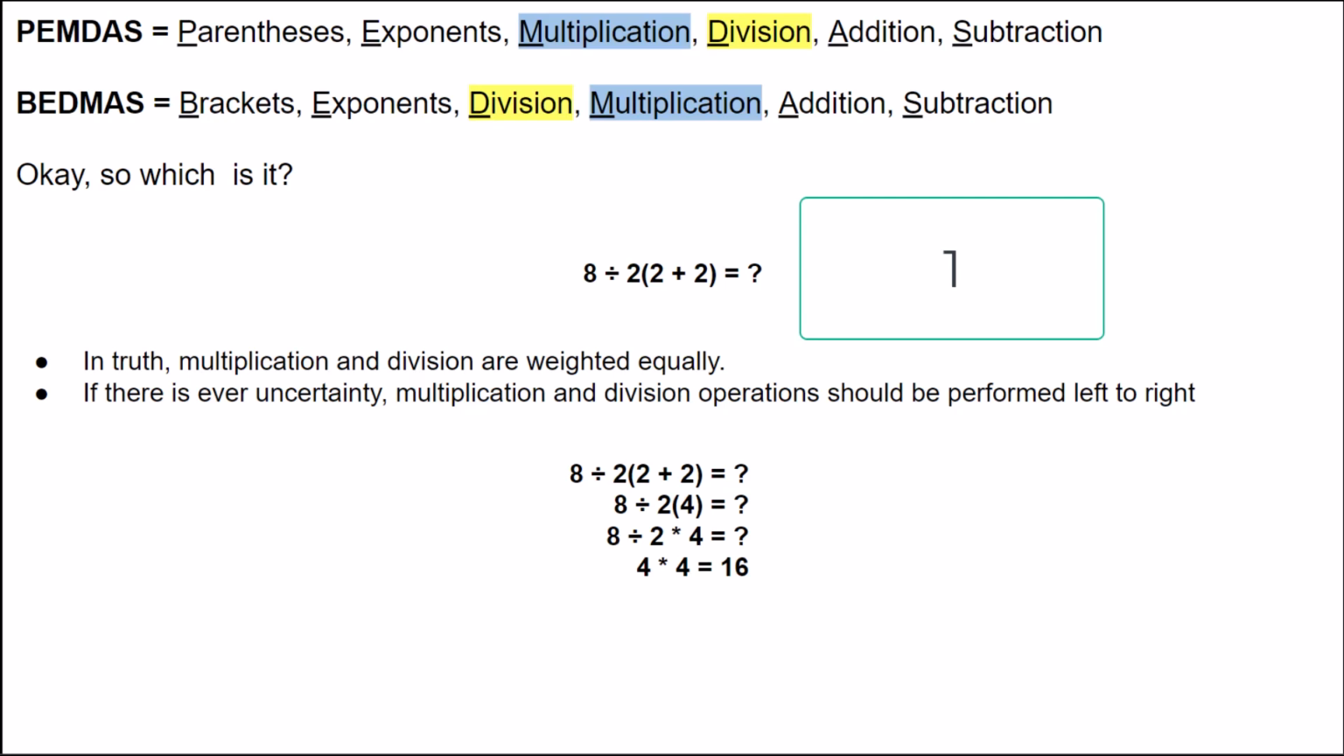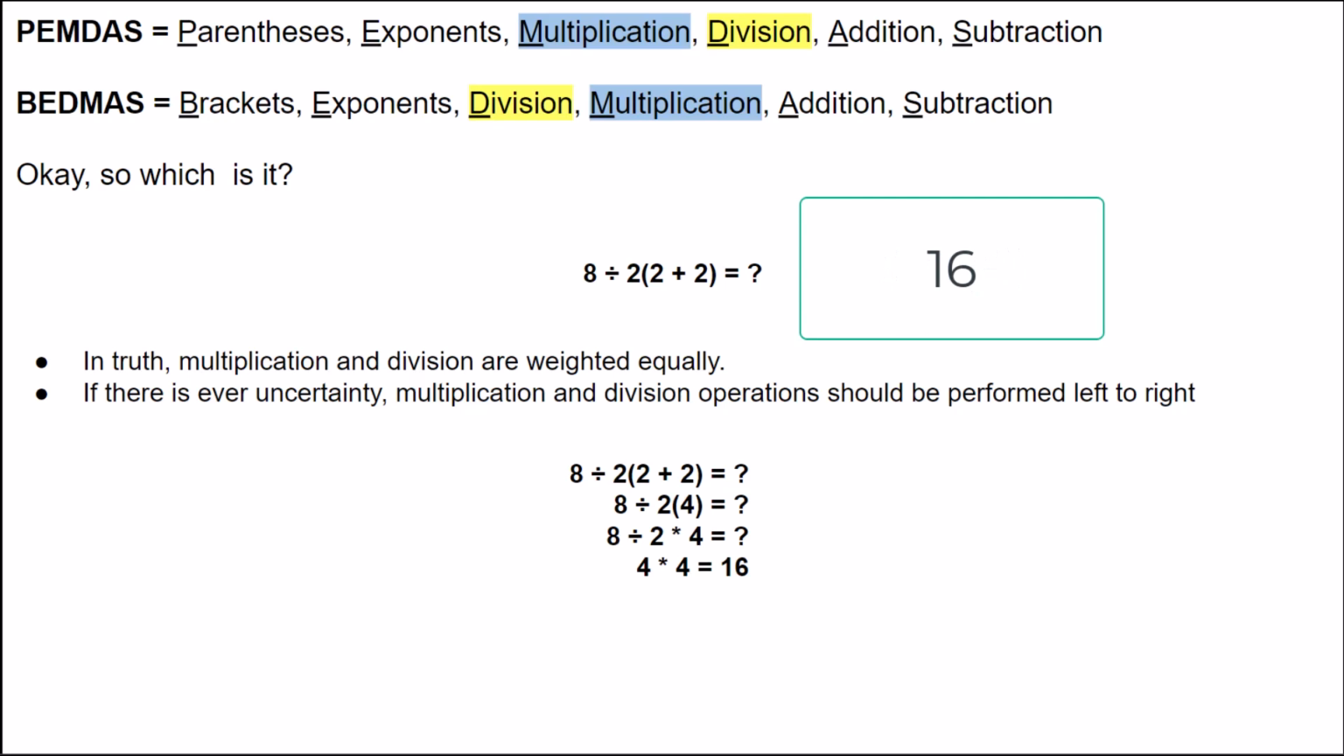Now let's try this using the BEMDAS method. Again, we start with brackets or parentheses. Here we have 2 plus 2 is equal to 4. Next we do exponents. In this case we don't have any. Followed by division. So we would divide 8 by 2, which gives us 4. Next is multiplication. So where we're at right now, we have 4 times 4, and there's no additional addition or subtraction left over. So the answer we would get from this would be 16.